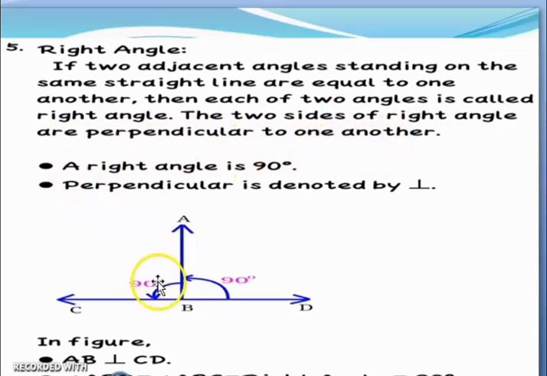The two sides of right angles are perpendicular to one another. Here in this figure, angles ABC and ABD are right angles, that is, they measure 90 degrees, and these two angles are adjacent, they stand on the same straight line CD. So in short, we can say that a right angle is that angle which is equal to 90 degrees.